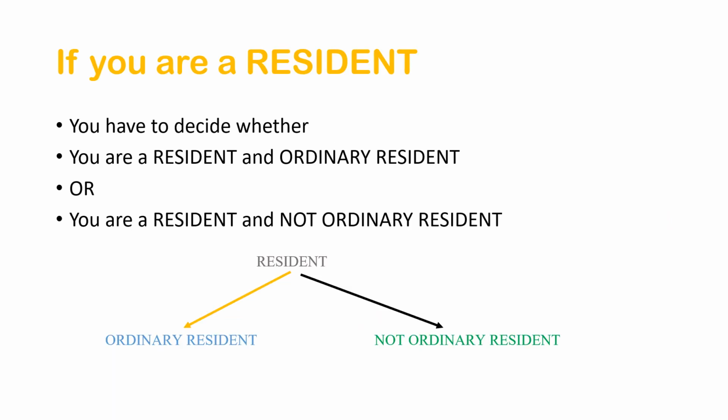Now, by now you will be understanding how to make out resident and non-resident. Now, supposing you become a resident. Then you have to decide whether you are a resident and ordinary resident or a resident and not ordinary resident. So, the resident category is subdivided into two parts. First is the ordinary resident and the second part is the not ordinary resident.